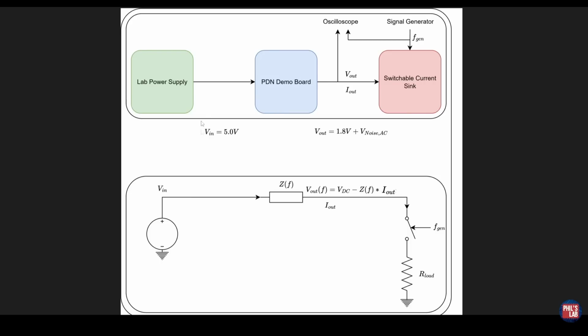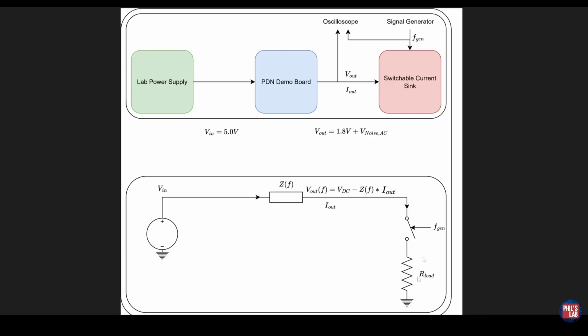At DC, our input voltage is 5 volts and our output voltage is 1.8 volts. However, because we have impedance in our power distribution network, when we're varying the load current at various frequencies, we'll also have this AC noise voltage appear at the output, which we'll be measuring with the oscilloscope. A simple illustration is shown below. We have an input voltage source, which is an ideal power source, in this case, a lab power supply. I'm ignoring the cables and their impedance, and we simply can replace the PDN demo board with a frequency-dependent impedance or resistance term. So depending on what frequency we switch our signal generator and therefore our current sink, that impedance, which is now in series with our load, will change.